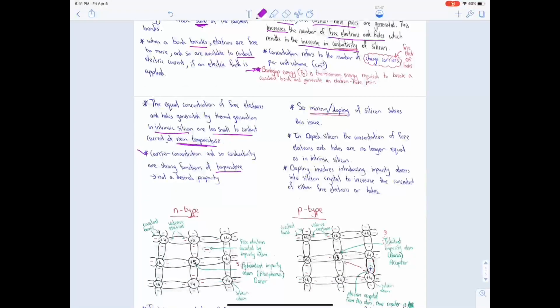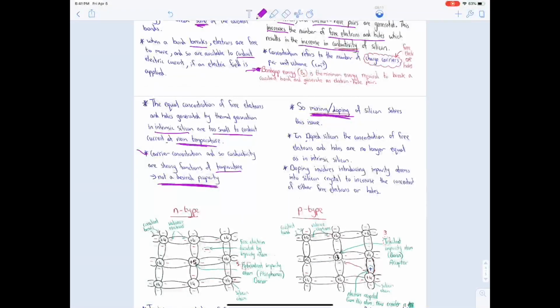But this is not a desired property. It's undesired. Why? Because if the temperature decreases again, covalent bonds will be formed, and when they form, electrons are no longer free to move, so it becomes an insulator. Hence, how can we override this problem? We have to mix the silicon. We have to dope it. This will solve the issue.